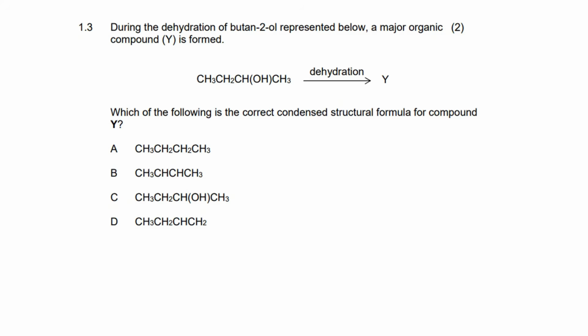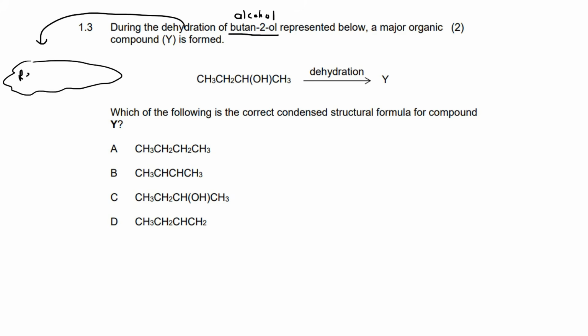During the dehydration of butan-2-ol, which is an alcohol, we know that alcohols can undergo elimination, and one of the types is dehydration, which is when you take this alcohol and you remove water. That is what dehydration means. You're removing water. Let's actually make a little note here for ourselves. It's the removal of water. So you can do that to this molecule, and then a major compound that is formed is Y. Which of the following is the correct condensed structural formula?